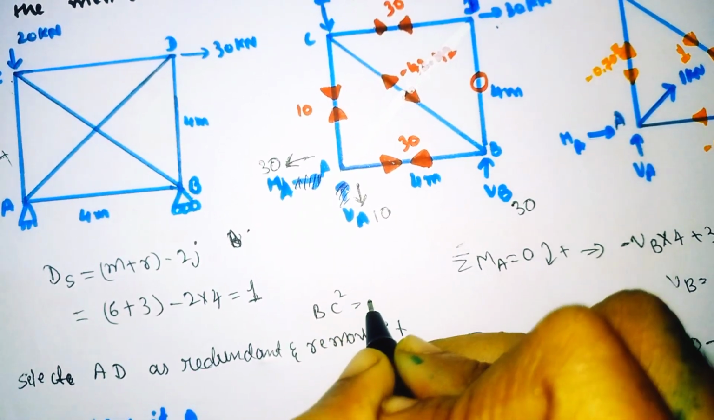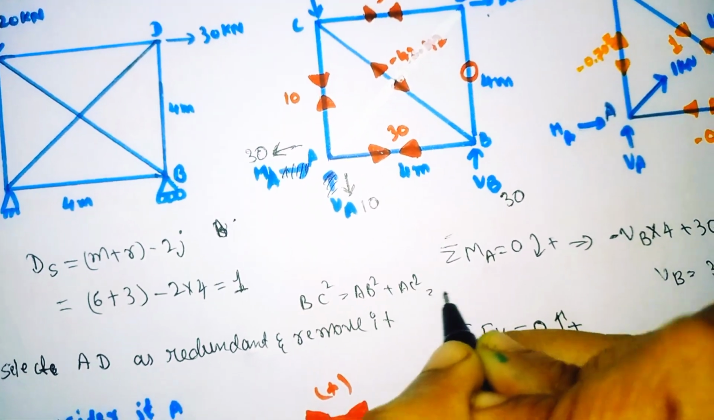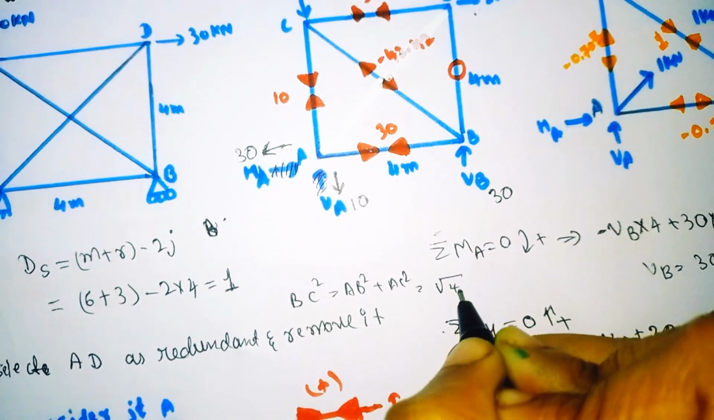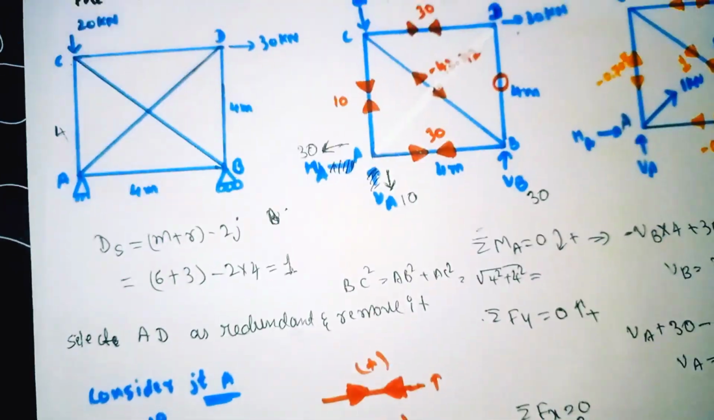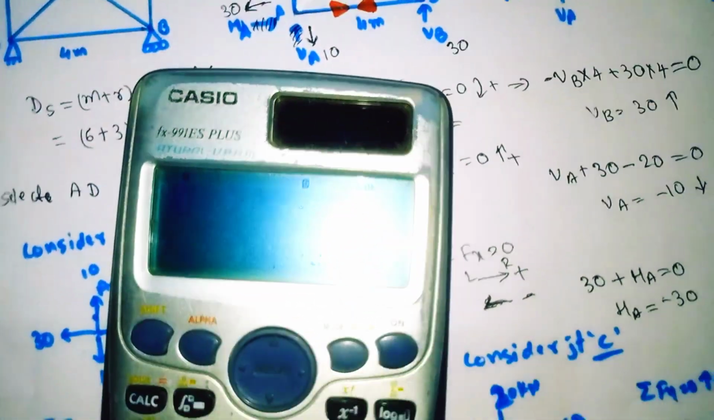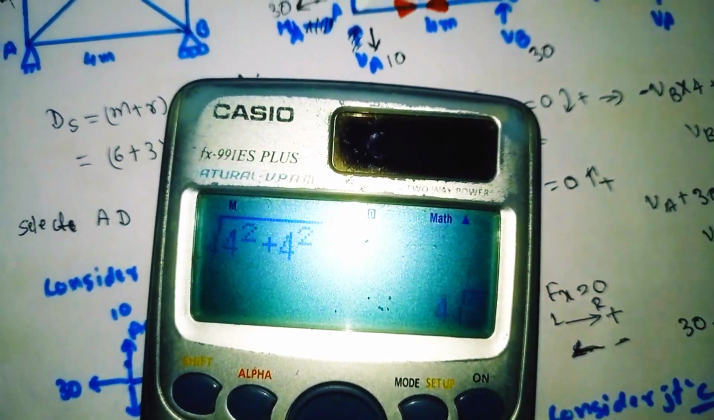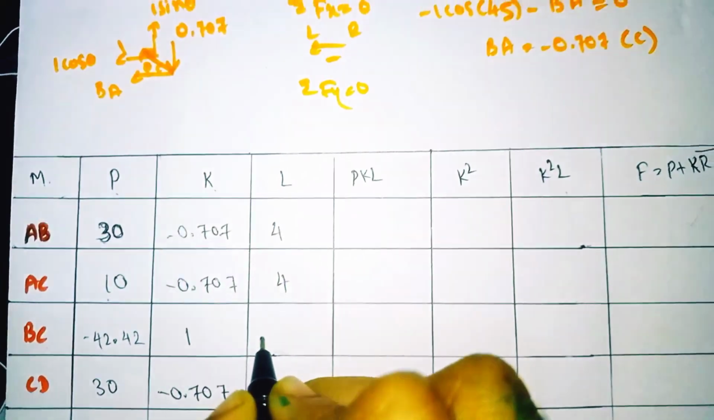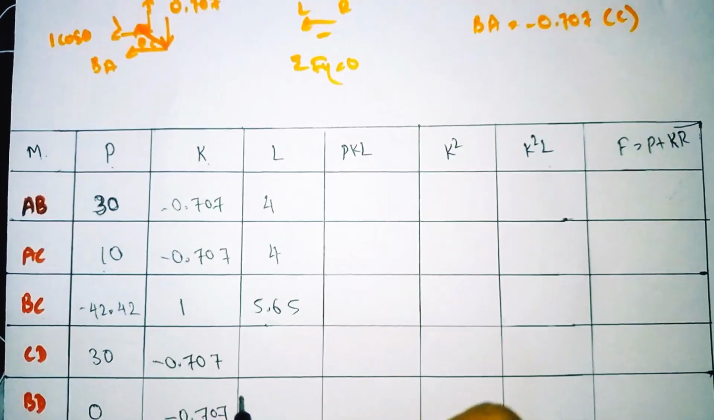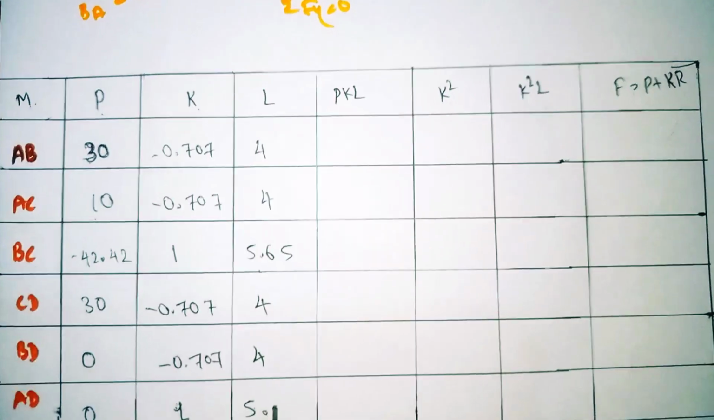BC square is equal to AB square plus AC square. So BC is the square root of 4 square plus 4 square. If you do this, our value will come out as 5.65. BC value is 5.65. CD value is also 4, BD is 4, and AD is 5.65.